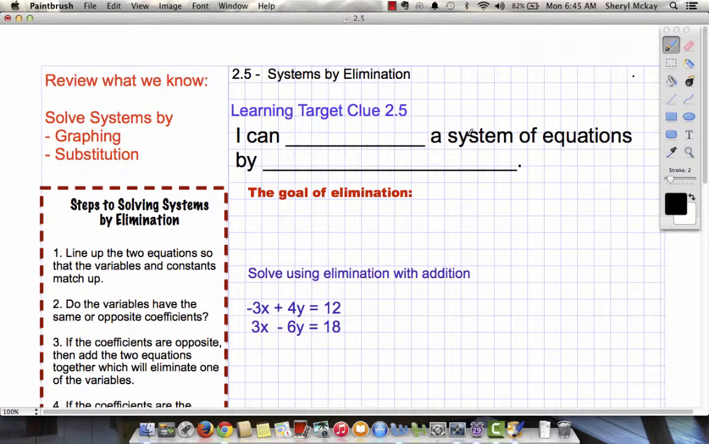McKay, and we're ready to move on to a new method on how to solve systems of equations. And this time we're going to learn a method called elimination. So go ahead and write in the learning target clue: I can solve a system of equations by elimination.